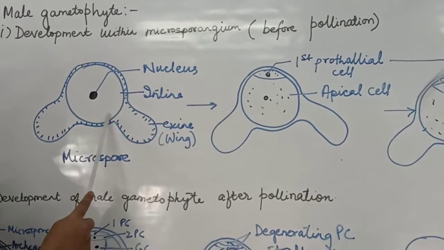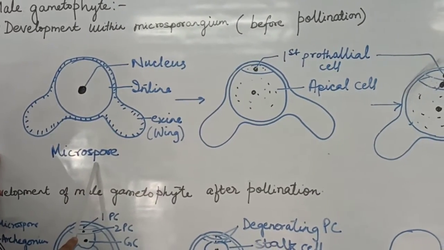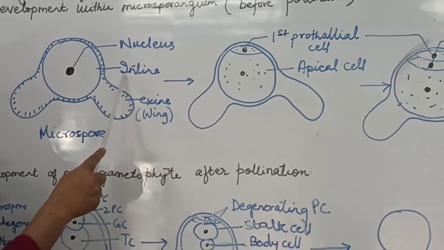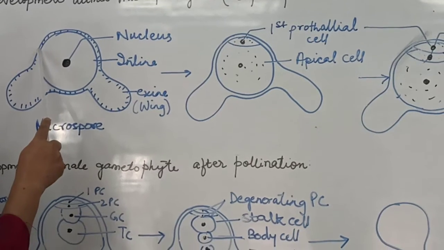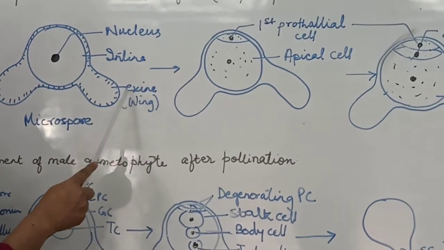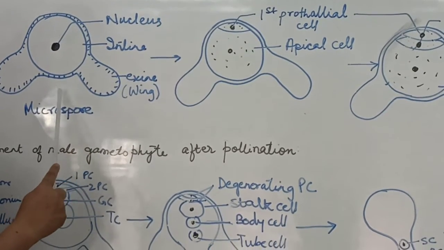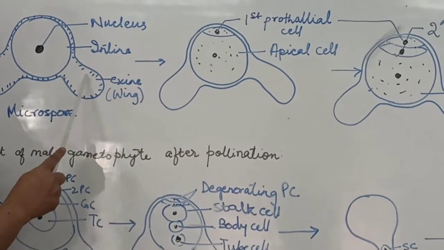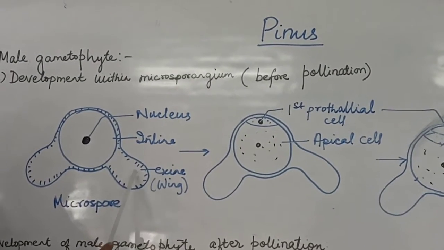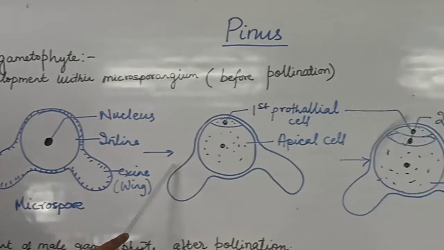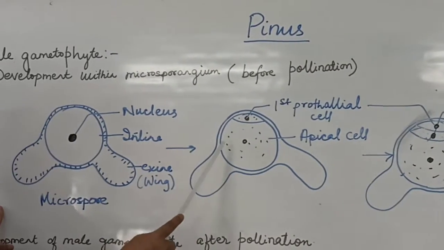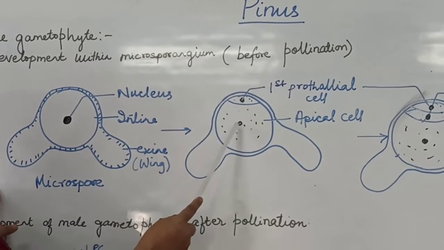As we see over here, the microspore of Pinus has a thin circular intine and a thick exine which is expanded on two sides, forming the wings. So we have to remember that the Pinus microspore is winged, and this is a characteristic feature of it, and it helps in dissemination.